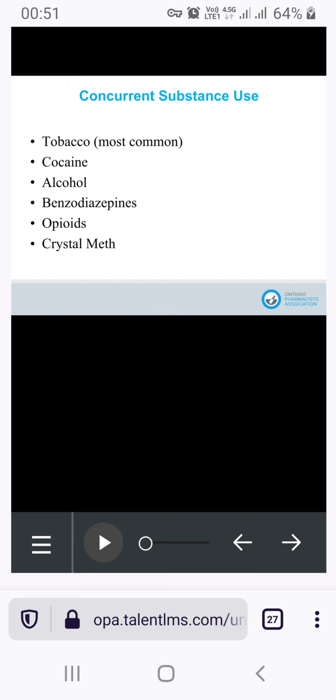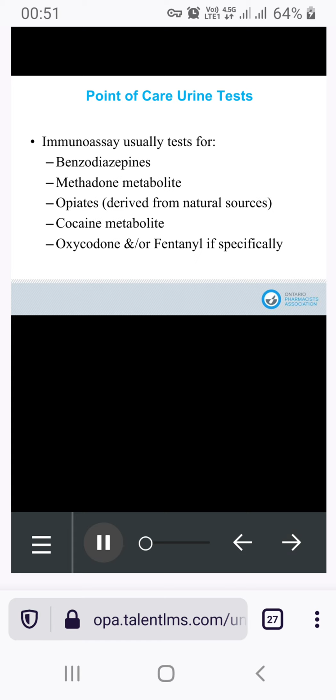Concurrent substance use: tobacco is the most common, then cocaine, alcohol, benzodiazepines, opioids, and crystal meth. These are the concurrent substance uses. Point of care urine test immunoassay usually tests for benzodiazepines, methadone metabolite, opioids derived from natural sources, cocaine metabolites, and oxycodone or fentanyl if specifically requested.